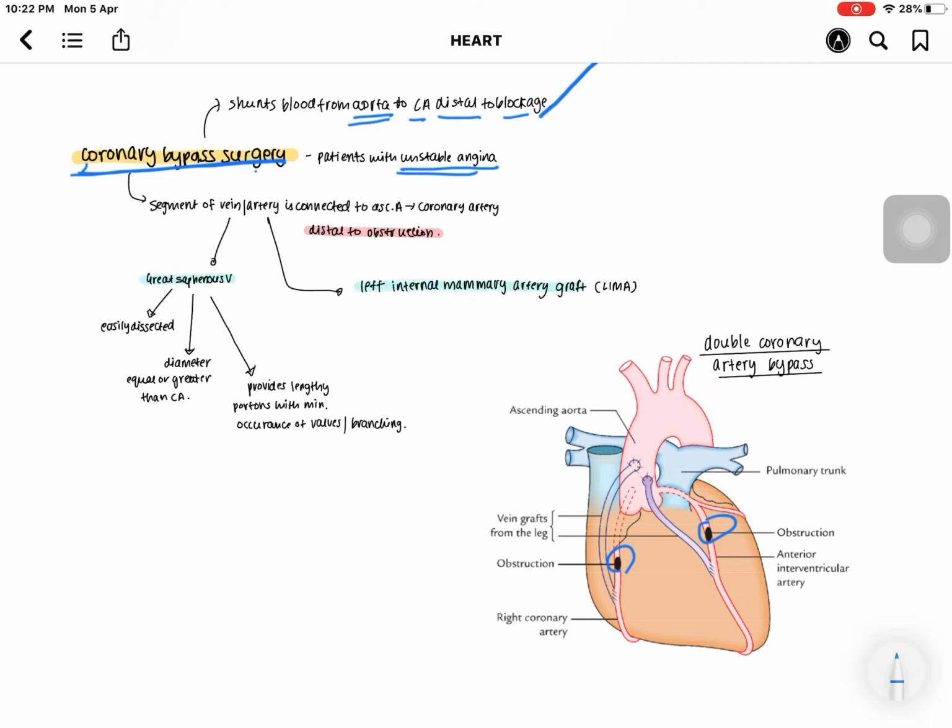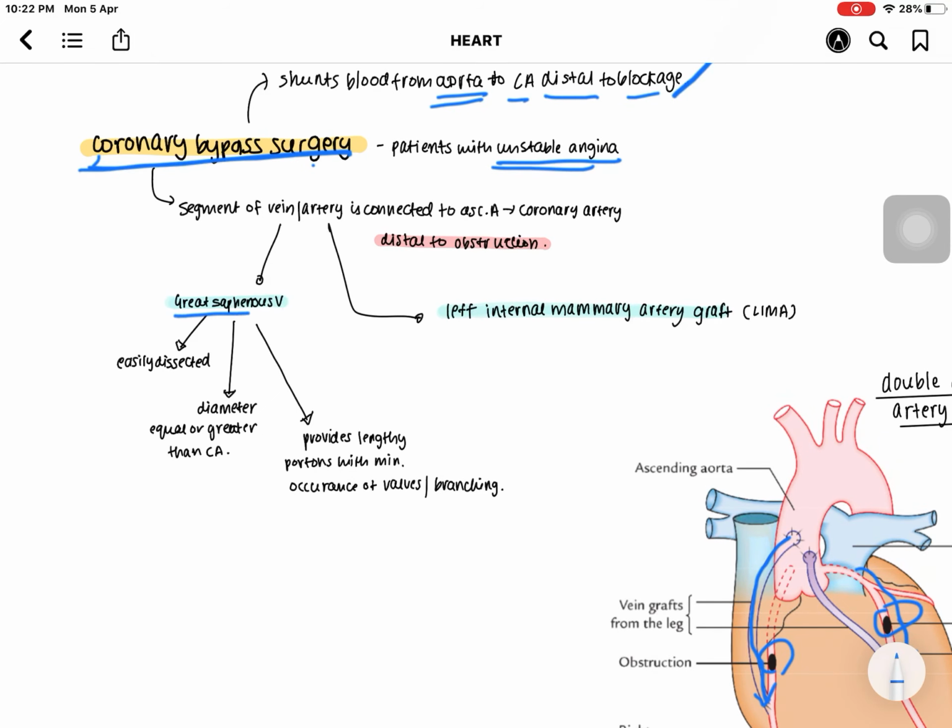So we are grafting the blood directly from the aorta into the coronary artery that is distal to the block on both sides. This graft can be a venous graft or an arterial graft. Usually these grafts are taken from the great saphenous vein and the left internal mammary artery, that is LIMA. The great saphenous vein is easily dissected, its diameter is equal to or greater than the coronary artery, and it provides good length of the graft.